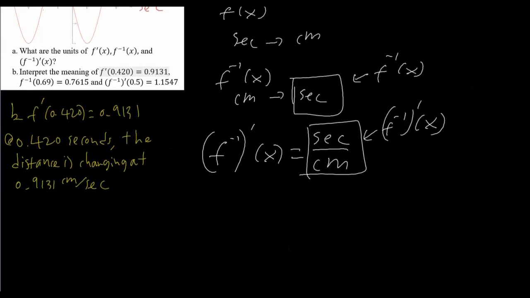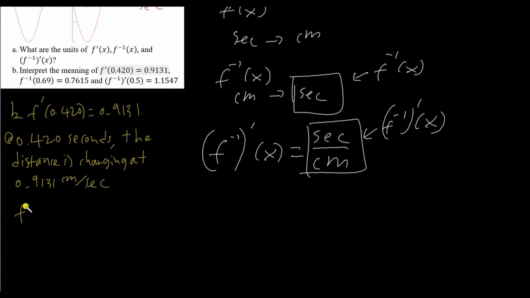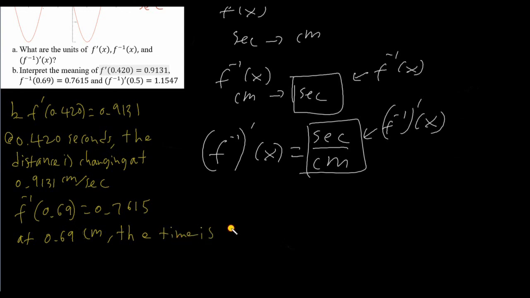And then the inverse of 0.69 is equal to this. And what this means, remember, our inverse inputs a value in centimeters and outputs a value in seconds. So at 0.69 seconds, or no, not seconds, at 0.69 centimeters, right, because we're inputting centimeters, the time is 0.7615 seconds. Okay, so I'm just going to separate this.